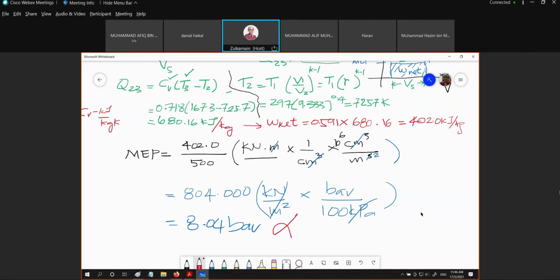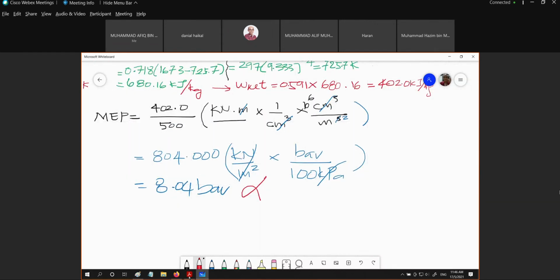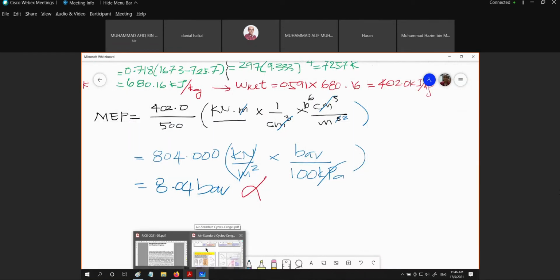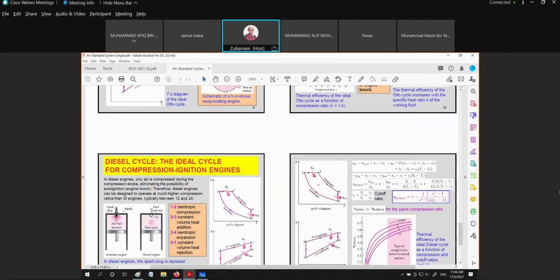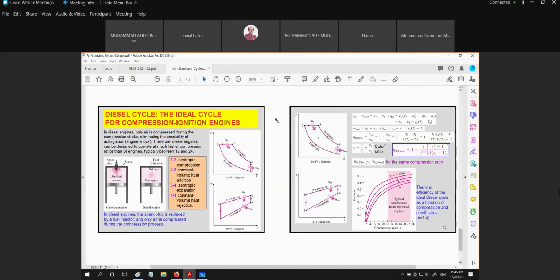Okay, any question, guys? Any question? Right. If no question, what we are going to do right now is to look at the second air standard cycle, which represents the CI engine. So this is our CI engine. Okay, this is our CI engine.